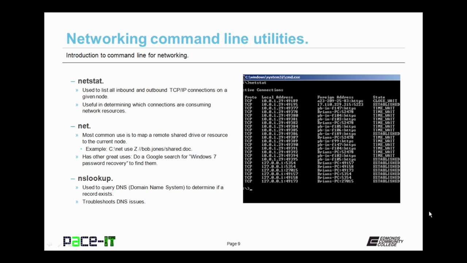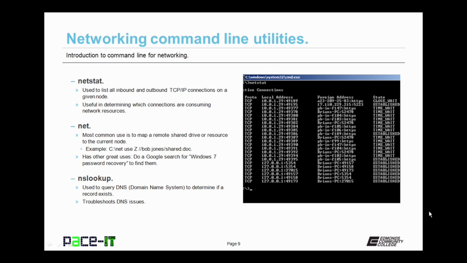The net command is most commonly used to map a remote shared drive or resource to the current node. An example of that, if you wanted to map a network share, would be c:\net use, then a drive letter, space, and then the path to the shared resource. It has some other great uses, and I recommend that you Google Windows 7 password recovery to find one of the great uses for the net command.